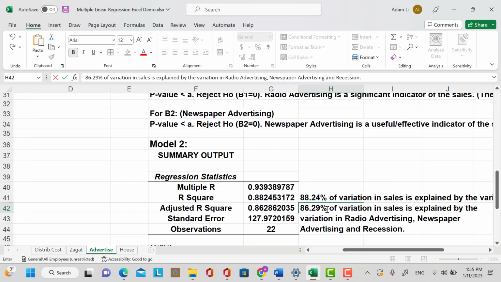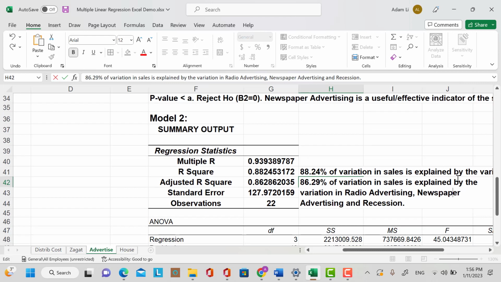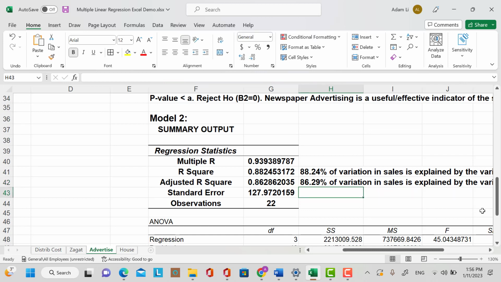If you just look at adjusted R square, this is bigger, meaning model 2 is slightly better compared to model number 1. But we're going to conclude that in a second, once we finish all the interpretation here. And the sample size is the same, both 22.